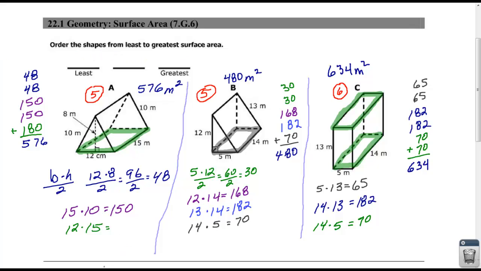Order the shapes from least to greatest. Well, B was the smallest at 480. A came next at 576. The rectangular prism was the largest at 634.